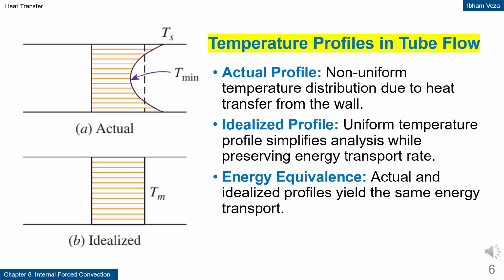Temperature profiles in tube flow. The actual temperature profile inside a tube is not uniform because of heat transfer from the wall. To simplify the analysis, an idealized uniform temperature profile is used. The mean fluid temperature is defined so that it carries the same energy rate as the actual profile. With this approach, the energy balance remains valid. This concept is very important for internal convection heat transfer calculations.